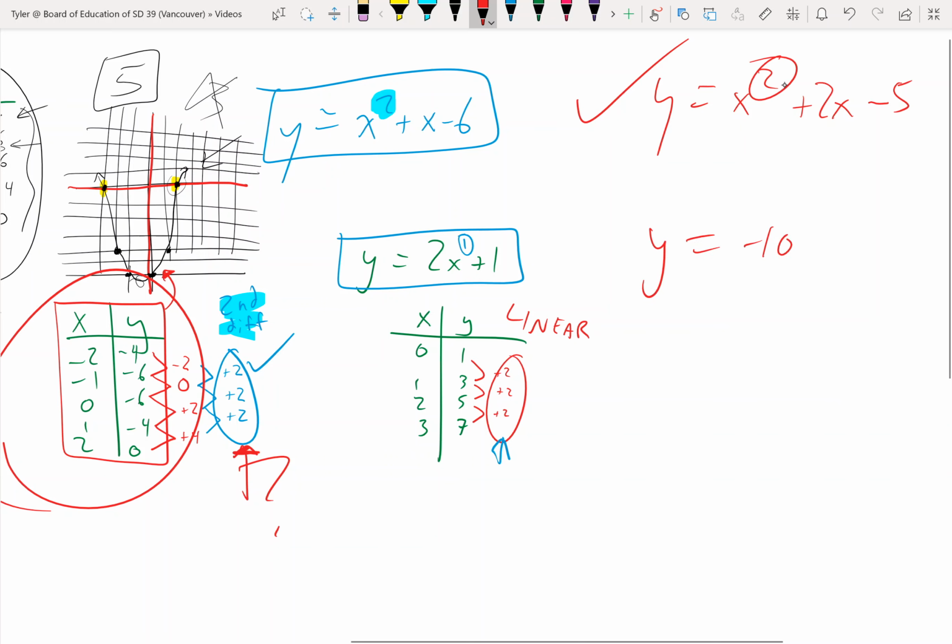If I have this, I know this is quadratic. It looks weird. It has x squared. It's going to be a parabola. Okay? It's actually going to be this kind of parabola. Yeah, that's how you can tell.